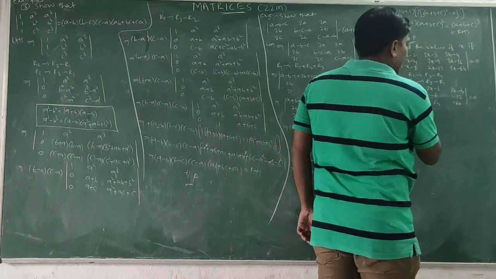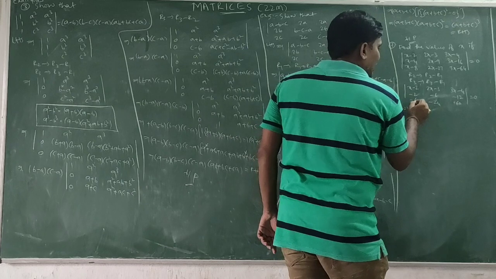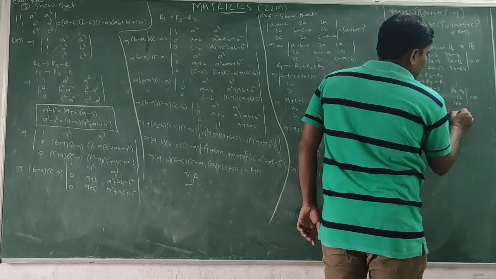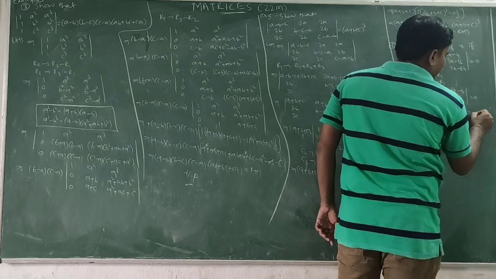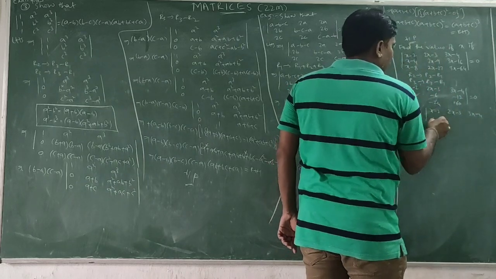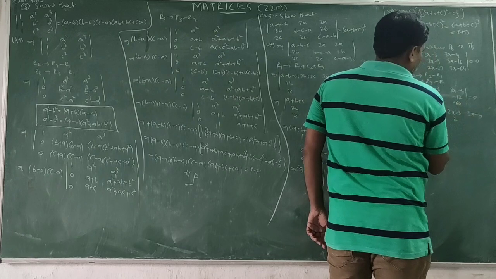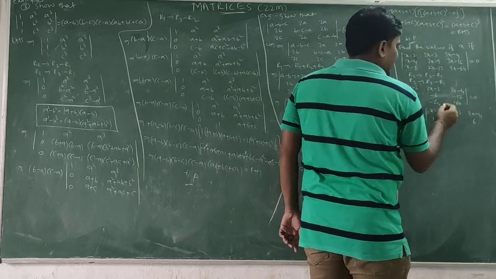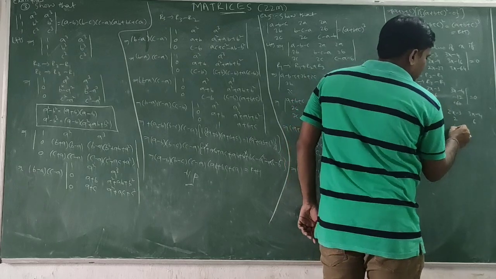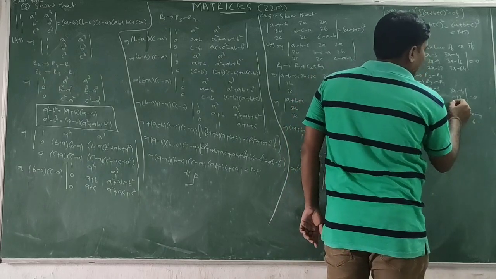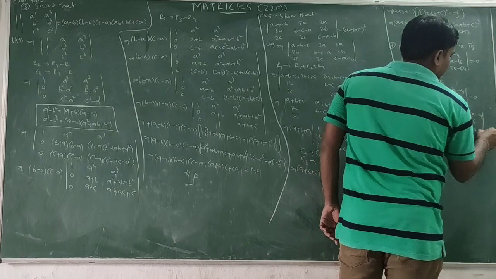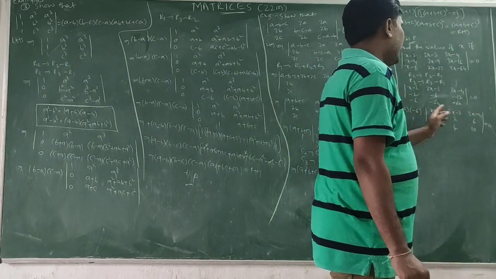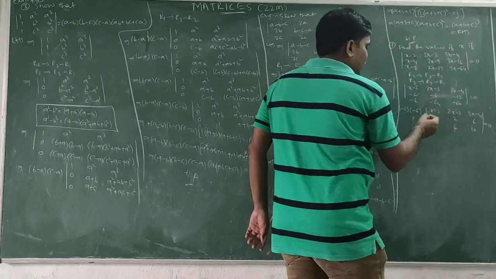So in this row minus 2 common, in this row minus 6 common. The first row is x minus 2, 2x minus 3, 3x minus 4. Taking minus 2 common gives 1, 2, 6. Next, in this row minus 6 common gives 1, 4, 10. Minus 2 and minus 6 bring outside, giving 12 outside, equal to 0. So I want to simplify this now.